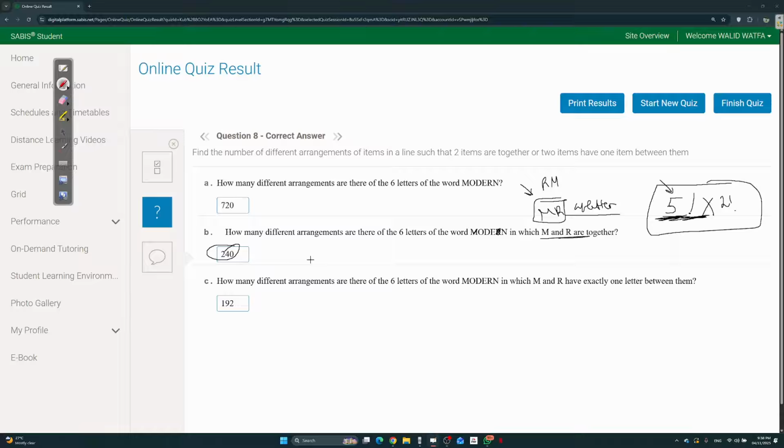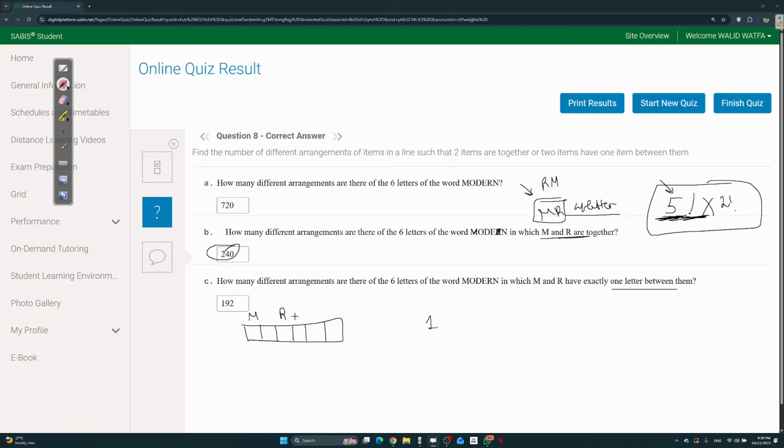Okay, now part C. How many different arrangements of the 6 letters in which M and R have exactly one letter between them? This is exactly like that one question when they said when the two guys sit, there's one person between them. Same thing. How do we do it? First thing, step 1, I told you, draw it. You have 6 letters. 2, 3, 4, 5. Okay, you have 6 letters. We want them to have one between them.